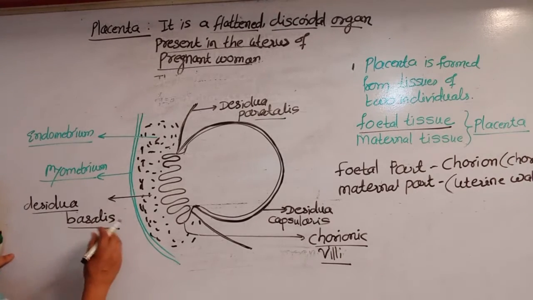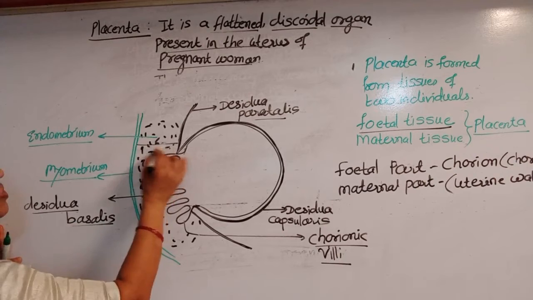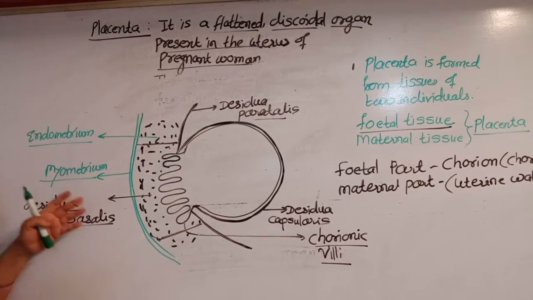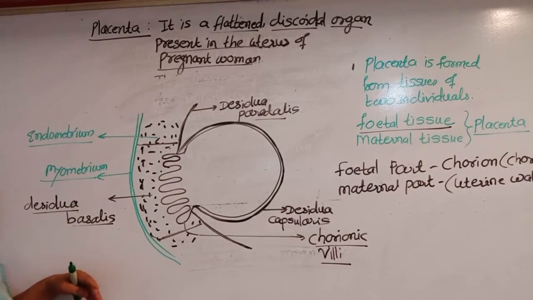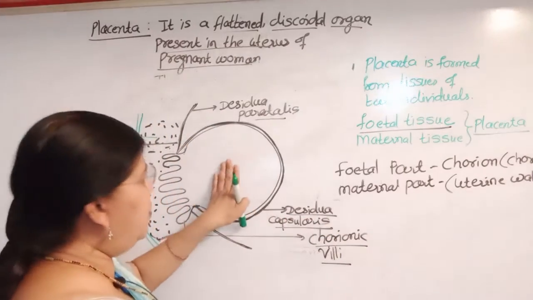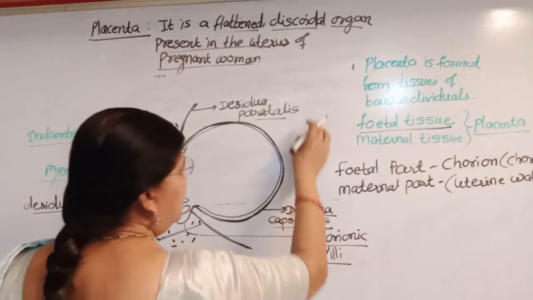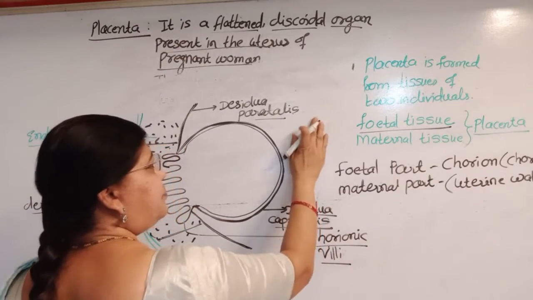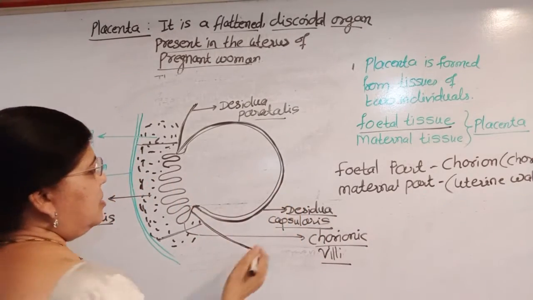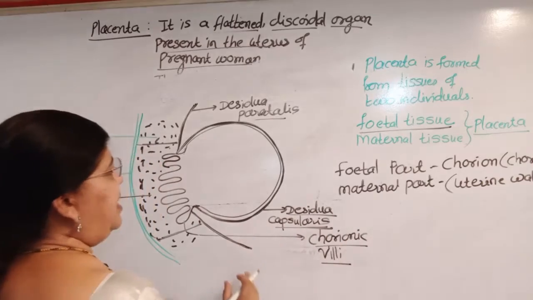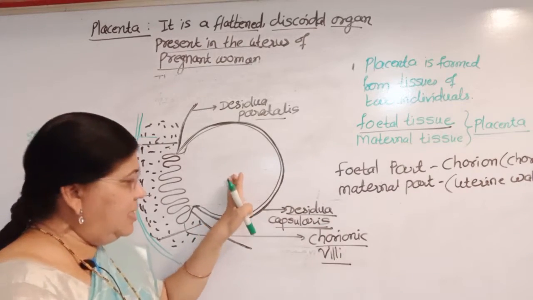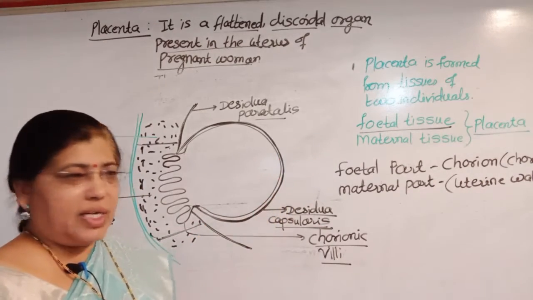So decidua basalis is the main part which is contributed in the formation of placenta. And decidua capsularis is present between the embryo and lumen of the uterus. So here lumen of uterus is present, and this is the embryo. Decidua capsularis is present between the embryo and lumen of uterus.